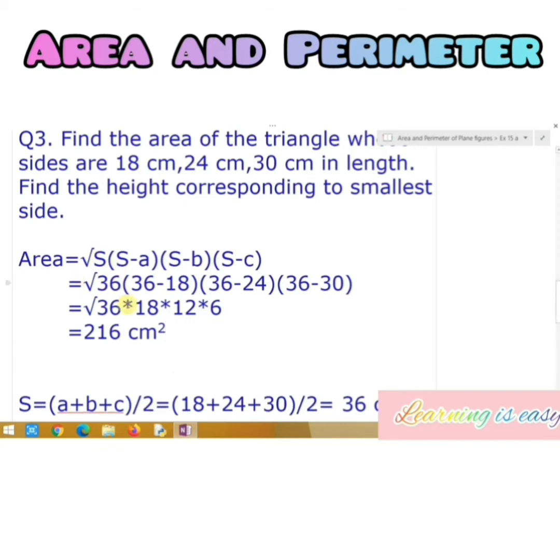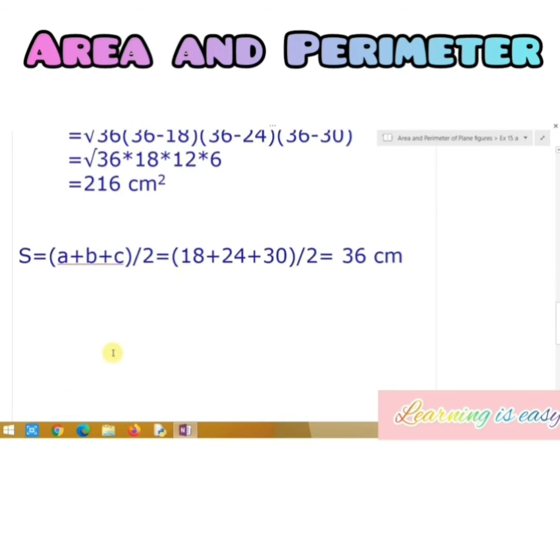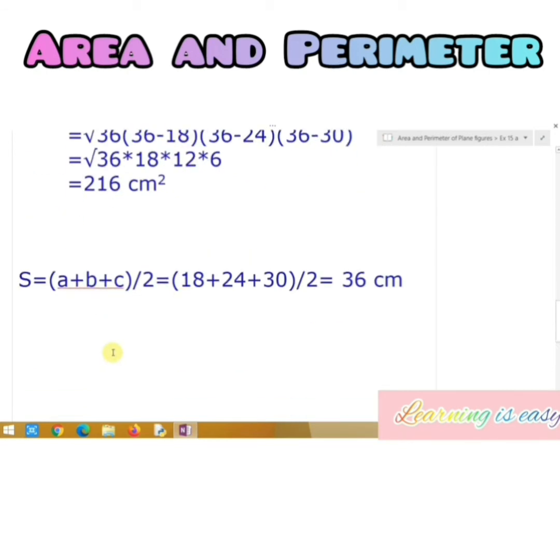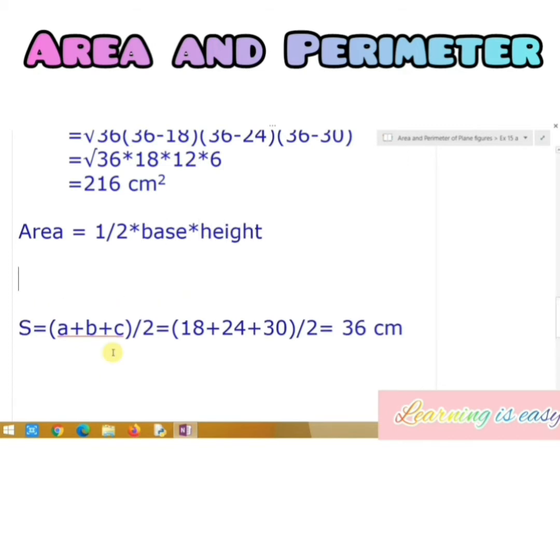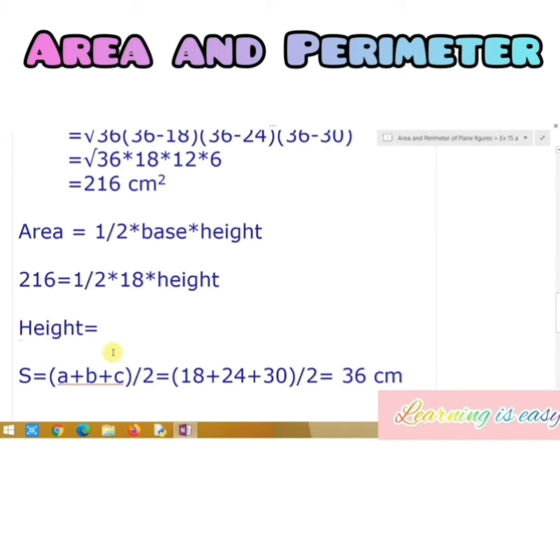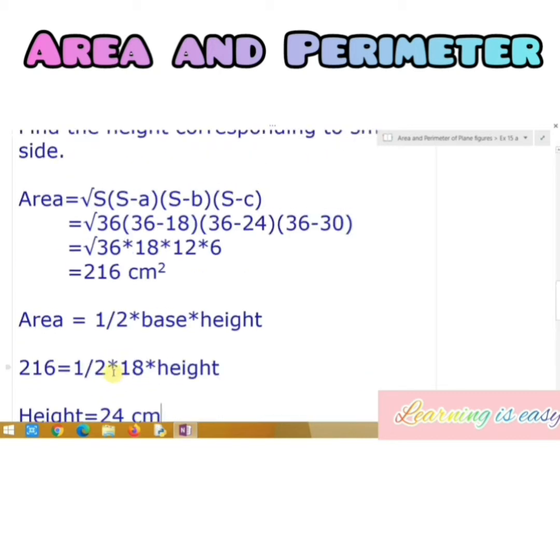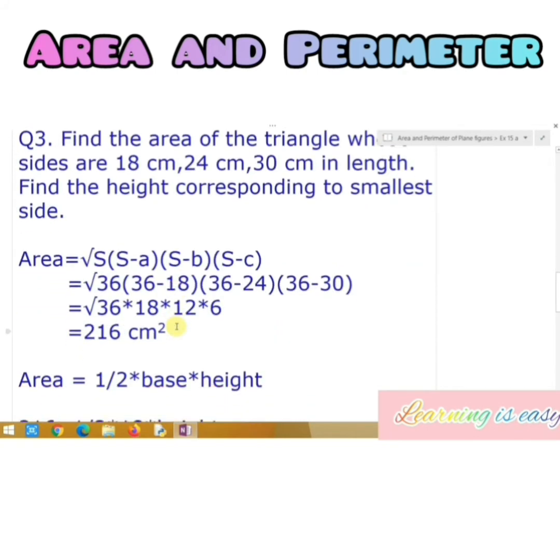For the second part of the question, we need to find the height for the smallest side. Of all three sides, 18 centimeters is the smallest side. By taking 18 centimeter as the base, and since we already know the area, we can calculate the height of the given triangle. Area is 216, half into the smallest side 18 centimeter, that's the base. So the height is going to be 24 centimeter by considering the base as 18 centimeter.